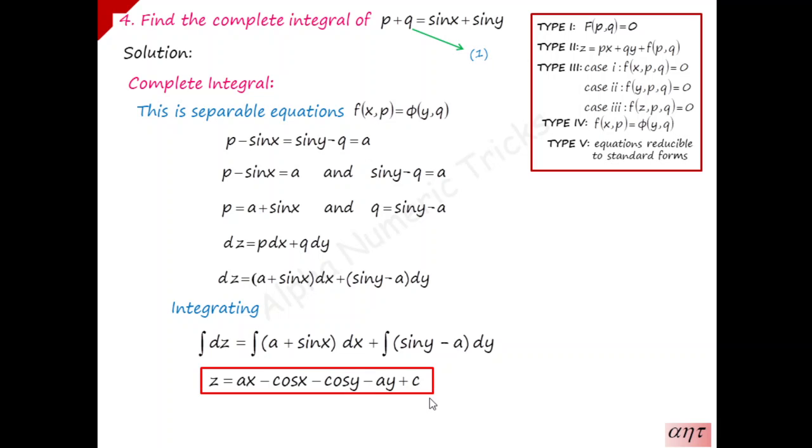This is our required complete integral, because this equation consists of two arbitrary constants a and c, and a complete integral always has two arbitrary constants.